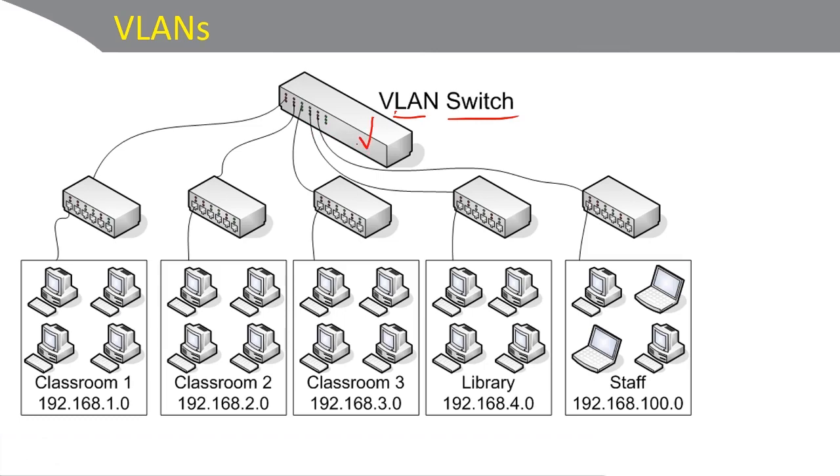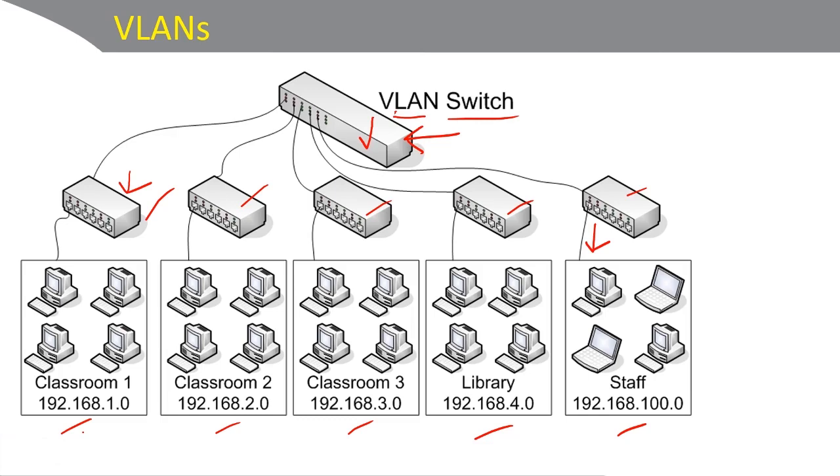We have a switch that has connections to other switches. You could call this one here a master switch, and it has connections for all these other switches, which each go to different areas of the building, like the staff area, the library, classroom 3, classroom 2, classroom 1. So you can divide this up in a physical way, a port-based VLAN.